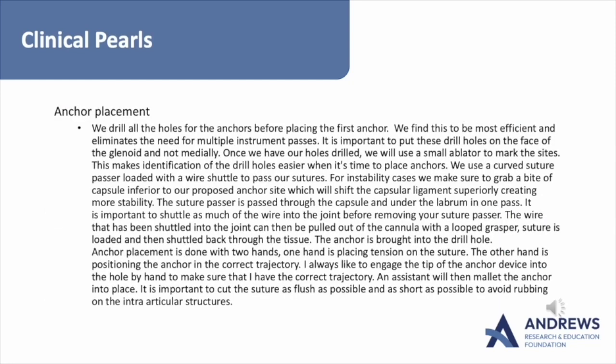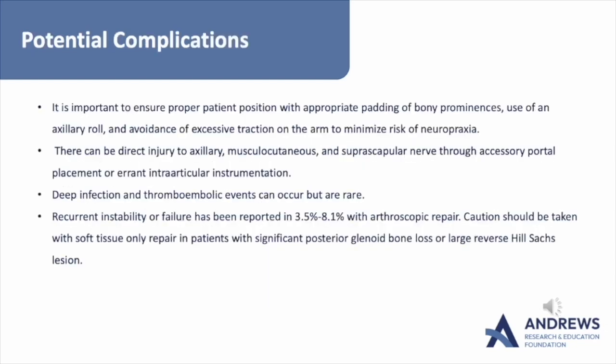Clinical pearls. In terms of anchor placement, we drill all the holes for the anchors before placing the first anchor. We find this to be most efficient and it eliminates the need for multiple instrument passes. Potential complications. There can be direct injury to axillary, musculocutaneous, and suprascapular nerves through accessory portal placement or errant intra-articular instrumentation. Recurrent instability or failure has been reported in 3.5 to 8.1% with arthroscopic repair.